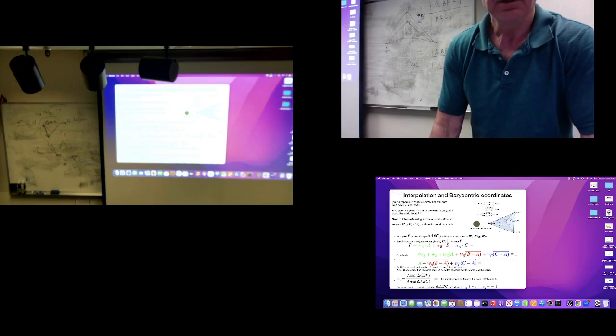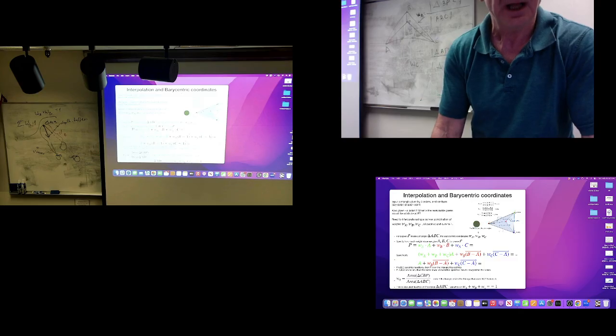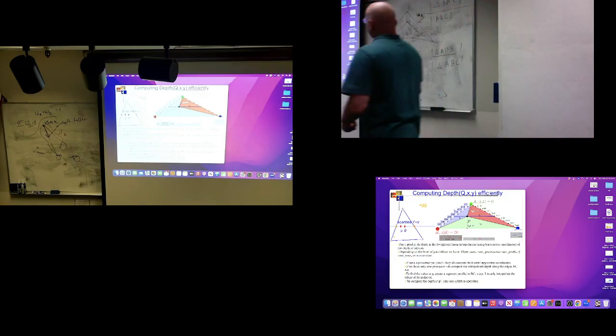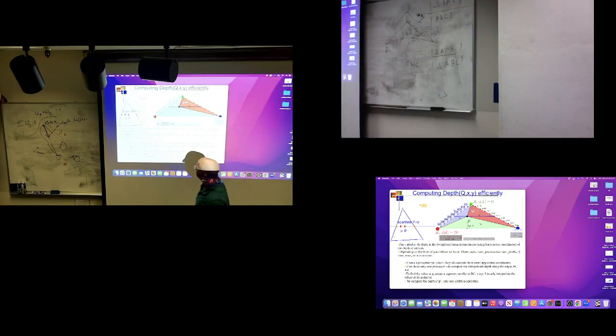Okay, so yeah, let's skip this slide, just more ways to think about the barycentric coordinates. What happens if I have a single machine, a single CPU machine, no parallelization, and let's talk about the rasterization also. So just even computing what is the depth of each point of this triangle.